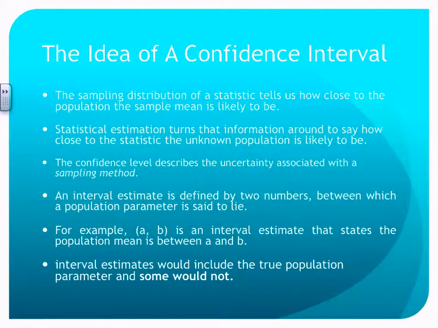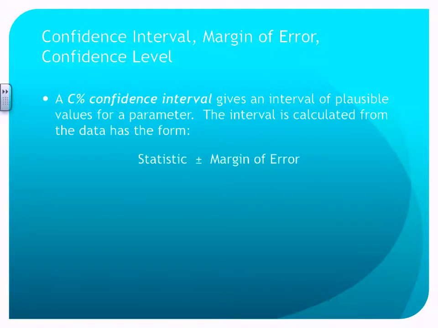So an interval estimate is defined by two numbers between which a population parameter is said to lie. For example, (A, B) is an interval estimate that states the population mean is somewhere between A and B. Interval estimates would include the true population parameter, but some would not. So I think this last one is really important for us. Okay, so how we would find an interval, and I kind of showed you on that quick setup: a C% confidence interval gives an interval of plausible values for a parameter.